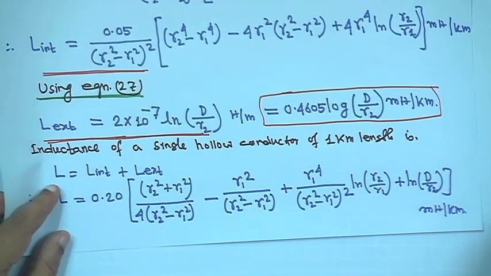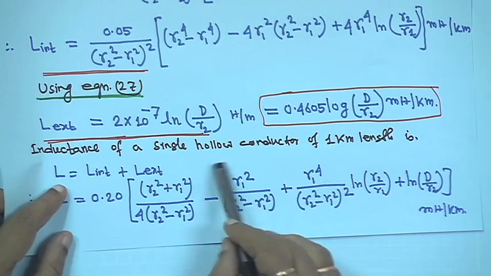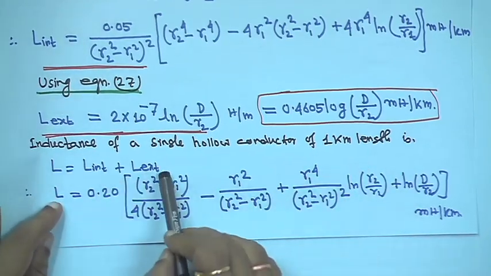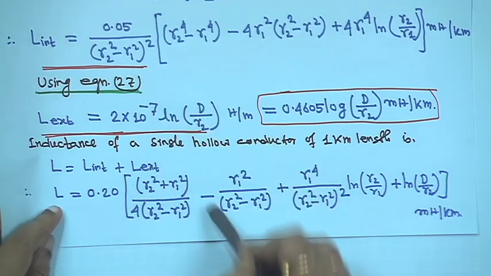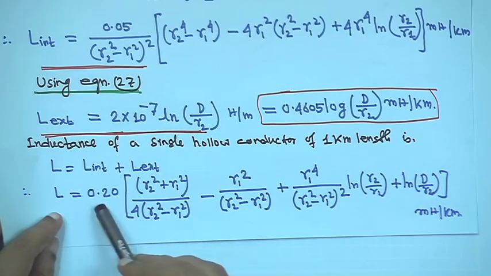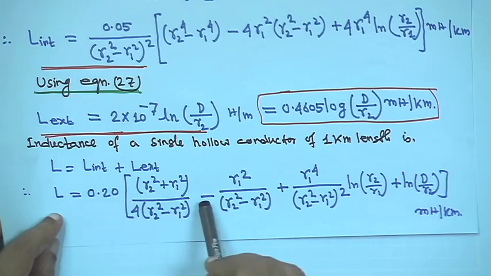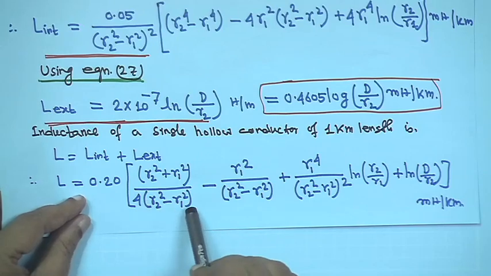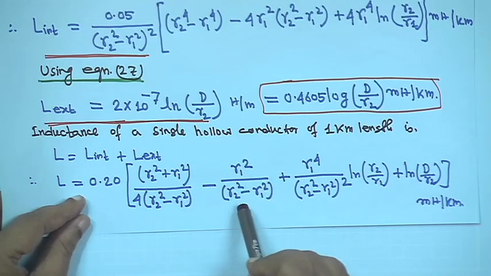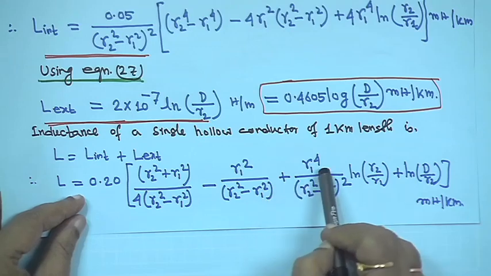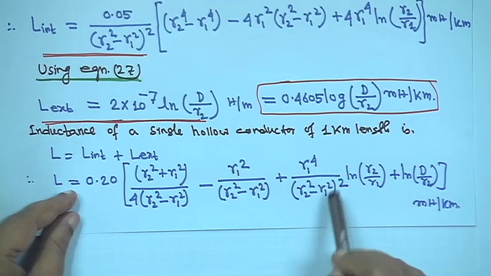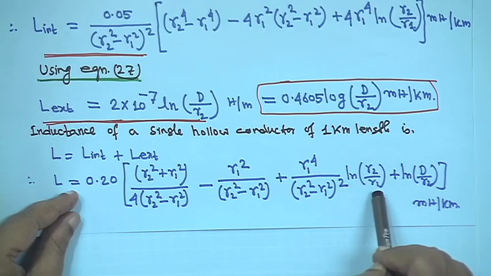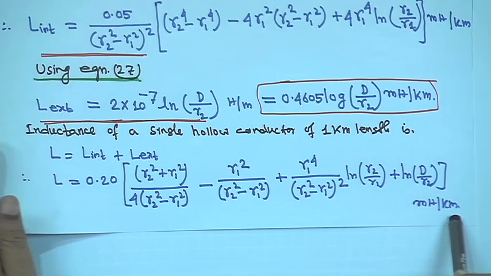So, these two, if you add the inductance of a single hollow conductor of 1 kilometer length, L internal plus L external, and simplify, you will get L is equal to 0.2 times, in brackets, (R2 square plus R1 square) by 4 into (R2 square minus R1 square) upon (R2 square minus R1 square) plus R1 to the power 4 upon (R2 square minus R1 square) whole square into ln (natural log) R2 upon R1, plus ln d upon R2, milli Henry per kilometer.